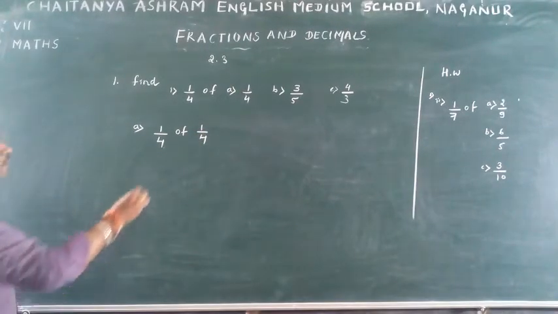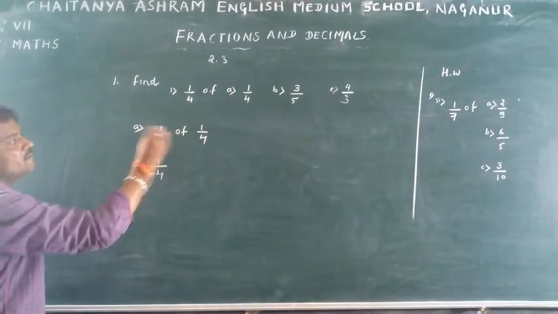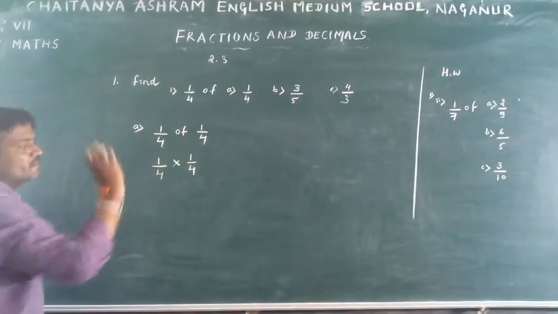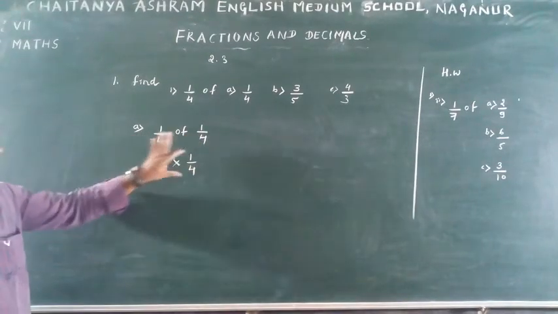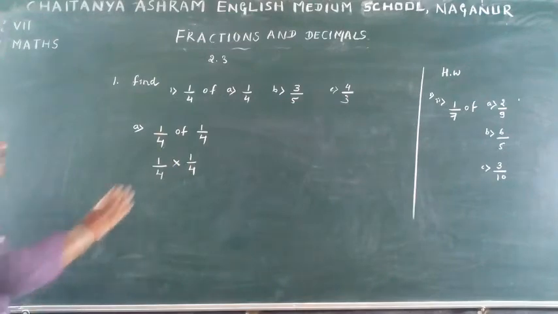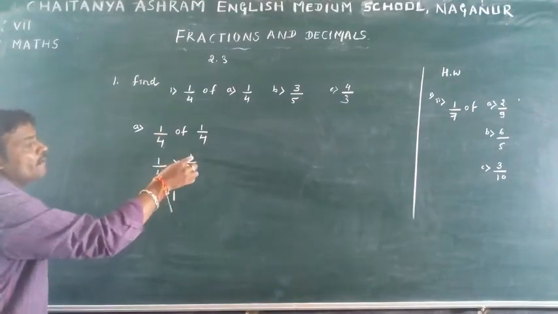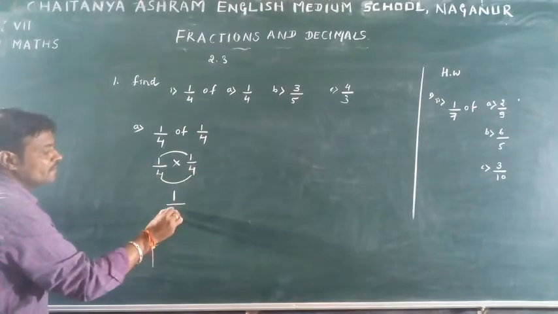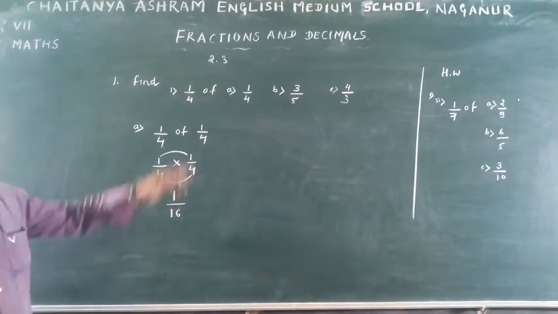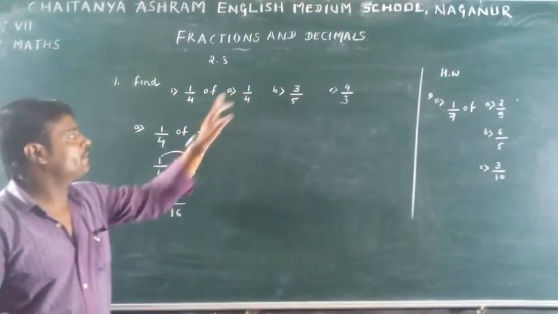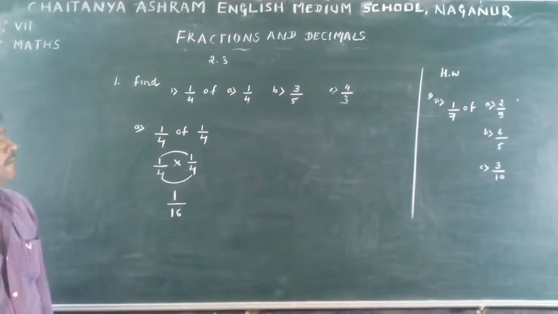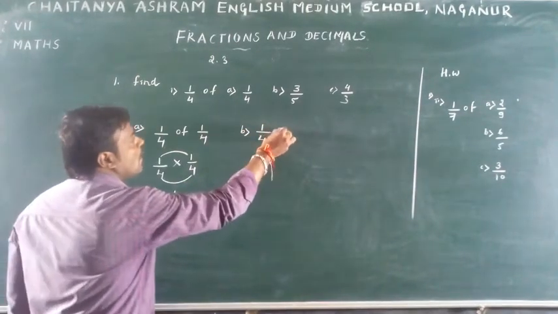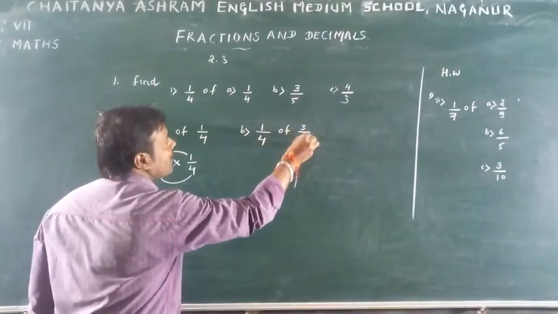Don't worry, use our earlier knowledge. Of means multiplication, and write the given fraction as it is. This is of the type multiplication of a fraction by a fraction now. So multiply numerator to numerator, 1 into 1 is 1, denominator to denominator, 4 into 4, how much? 16. So 1 by 4 of 1 by 4 is how much? 1 by 16.